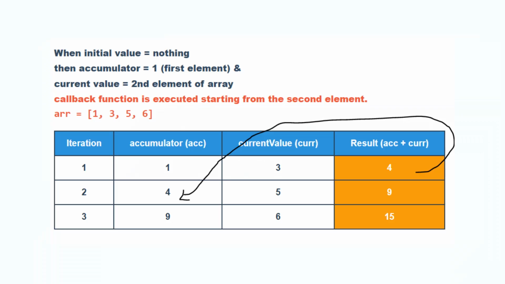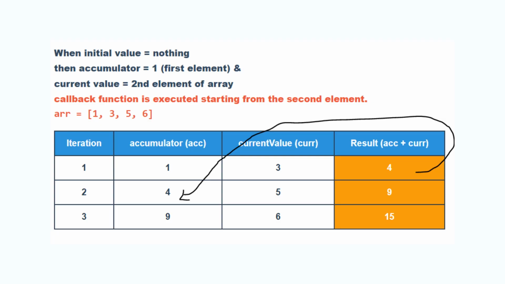Listen carefully. So when you don't provide an initial value to the reduce method, always remember that accumulator will take the first element of the array. Okay, and current value will take the second element of the array. Okay, that is important guys. So that is why here accumulator equals 1 and current value equals 3. And what is the output? We got 1 plus 3, 4.